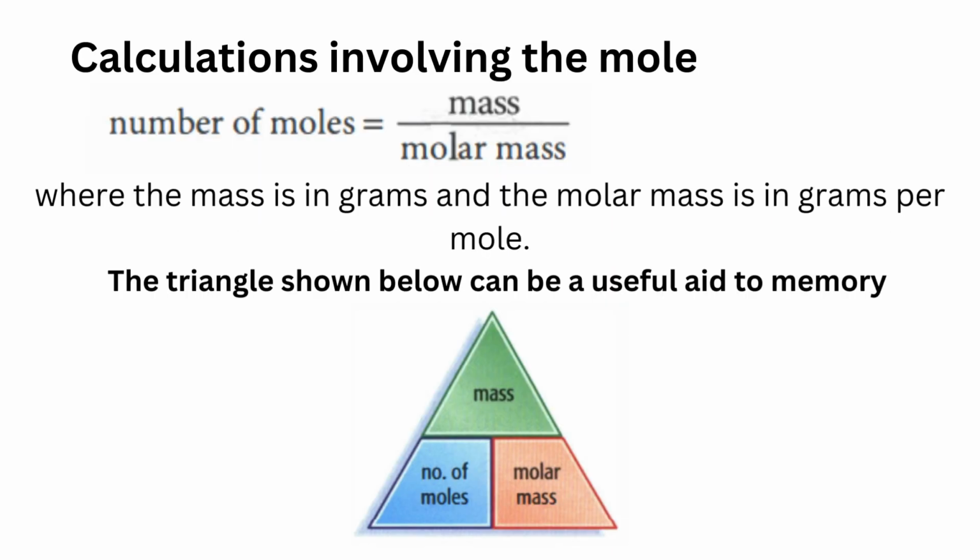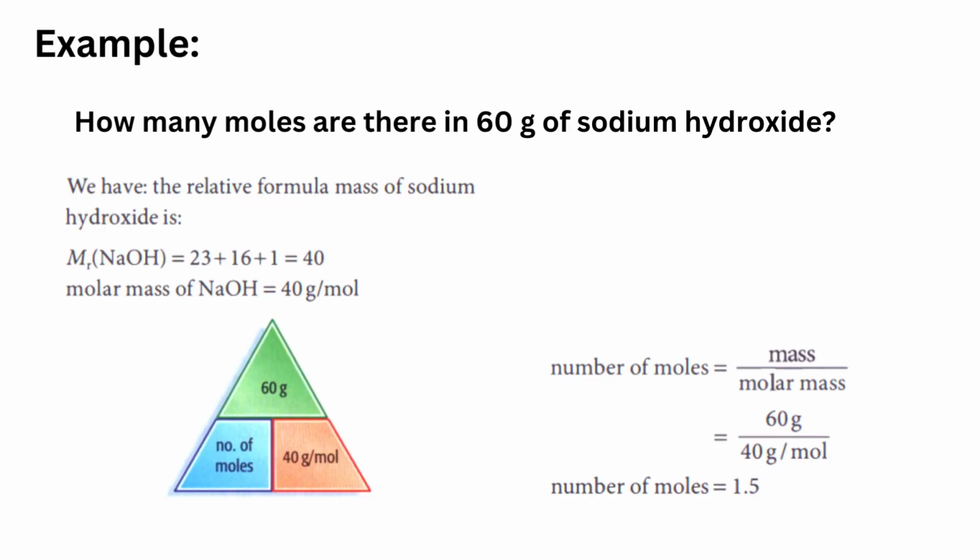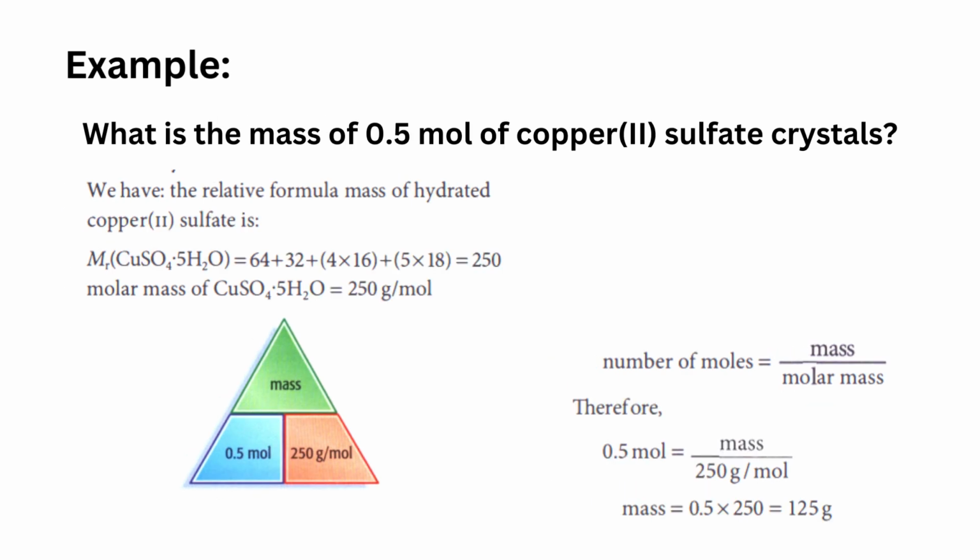Calculations involving the mole. Number of moles equals mass over molar mass, where the mass is in grams and the molar mass is in grams per mole. The triangle shown below can be a useful aid to memory. Example, how many moles are there in 60 grams of sodium hydroxide? Use the formula, number of moles equals mass over molar mass. The moles is calculated as 1.5. Another example, what is the mass of 0.5 mole of copper(II) sulfate crystals? Calculations are shown over here.